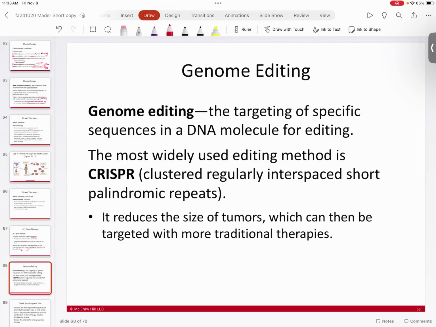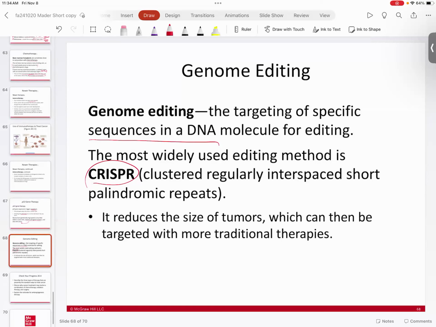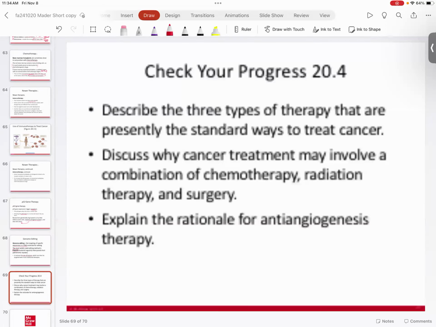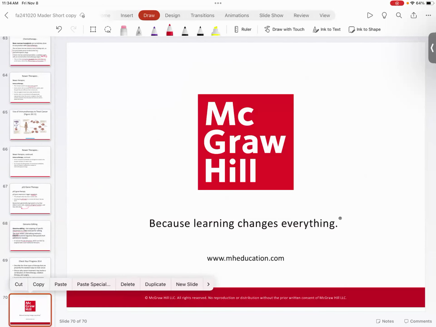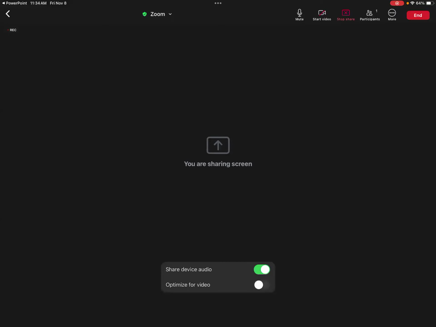We also have genome editing, where we basically target specific DNA sequences for editing. So this is called CRISPR, right? The clustered regularly interspaced short palindromic repeats. That's a mouthful. But this is a type of gene editing where you can essentially replace a bad gene with a good gene. And so this could reduce the size of tumors, and it can sort of undo some of the mutations that you're accumulating in your cancer cells. Okay. So that is chapter 20.